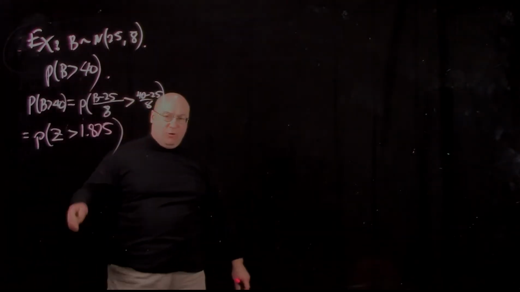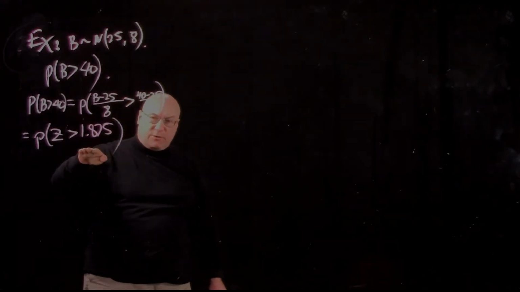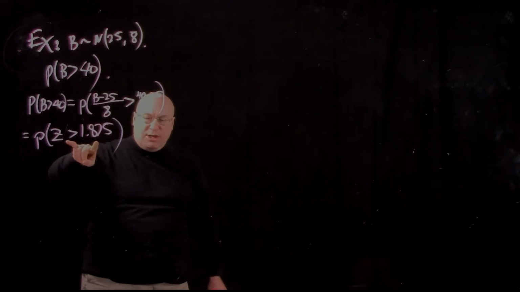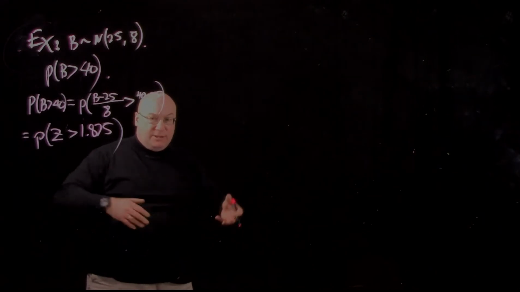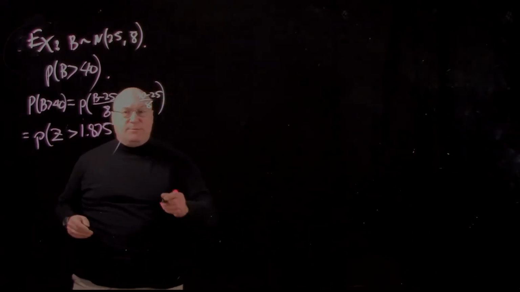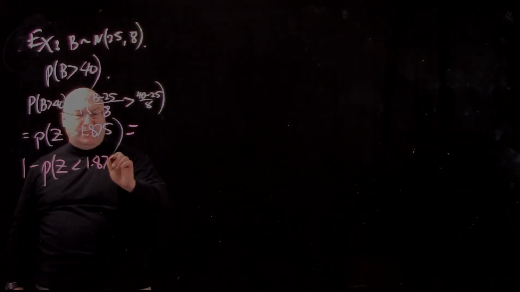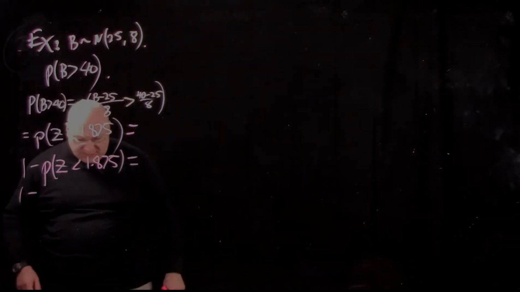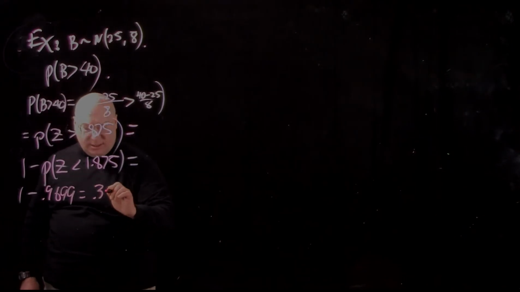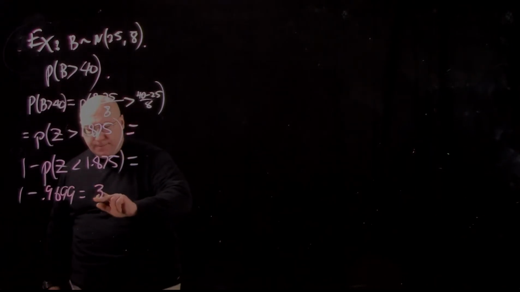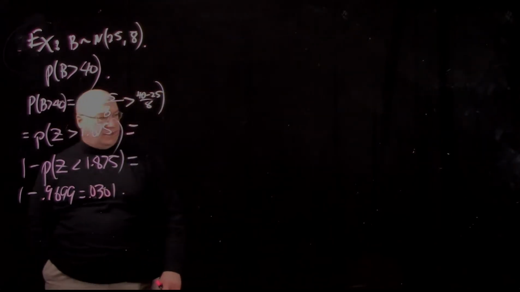We've reduced it to a problem we've already seen. By converting it to a Z random variable problem, it's been reduced to something we've already seen. This is one where it's area to the right. I need that area to the right, but the table gives me area to the left, and that's the probability of the complementary event. So we need to do 1 minus the probability that Z is less than 1.875, and that gives you 1 minus 0.9699. So you get 0.0301.